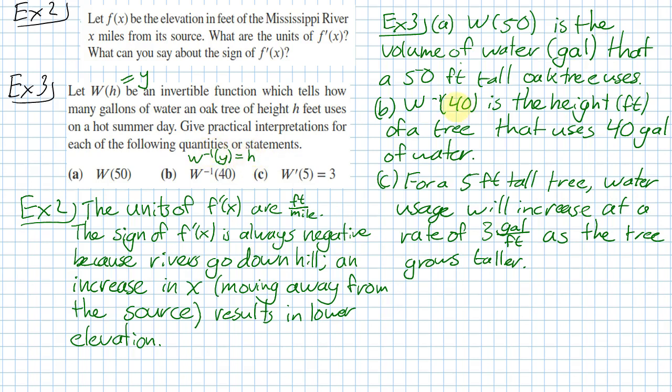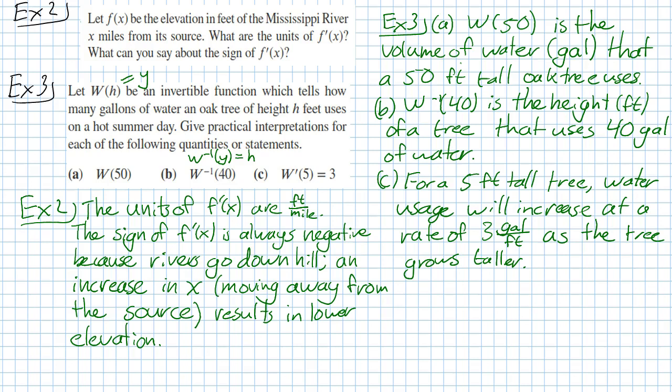So when you see an input into an inverse function, that really represents the same thing as the output of W did. So that represents 40 is a value of y, or in other words, a value of the output of the function, which is gallons of water. So this result, W inverse of 40, is the height of a tree that uses 40 gallons of water. So the output is the height, and the input is the volume of water that the tree uses on a hot summer day.